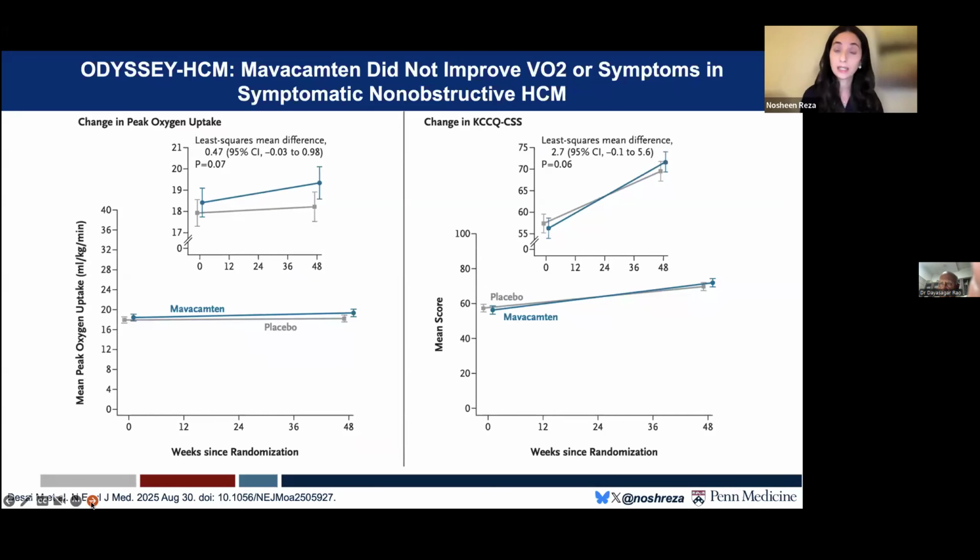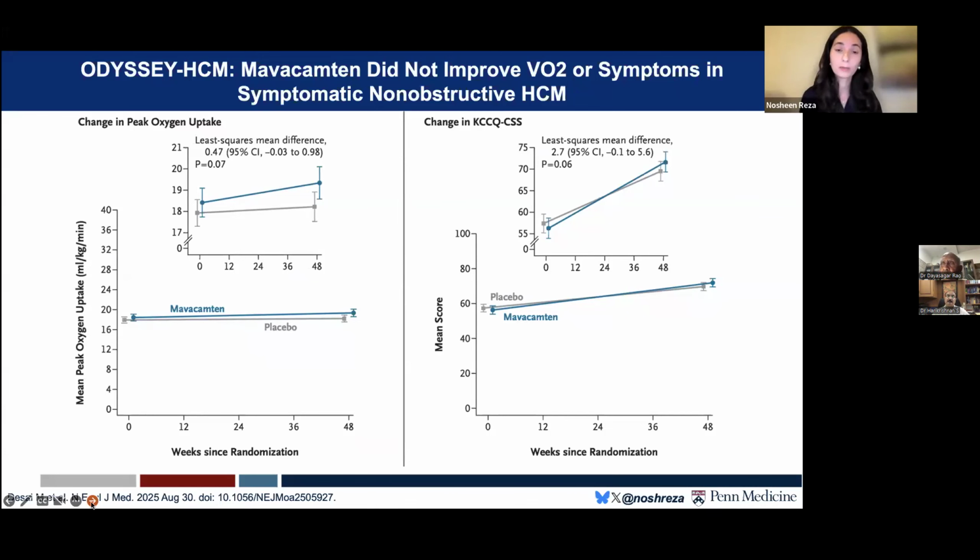Again, this is symptomatic non-obstructive HCM, and in this trial, mavacamten did not improve peak VO2 or symptoms related to HCM compared to placebo. So while it works in a really remarkable way for obstructive HCM, we haven't yet quite found the mark with mavacamten in non-obstructive HCM, but again, a lot, I'm sure, to come from different analyses of these clinical trial data. So that brings us to the end of our whirlwind tour of HCM.